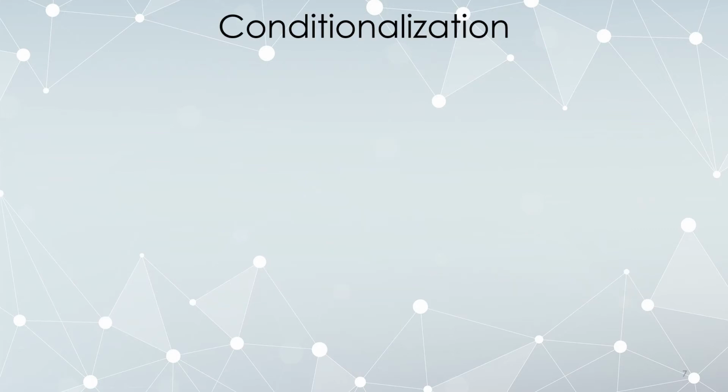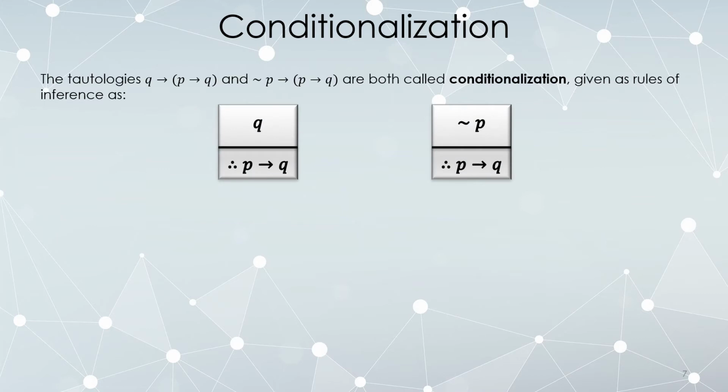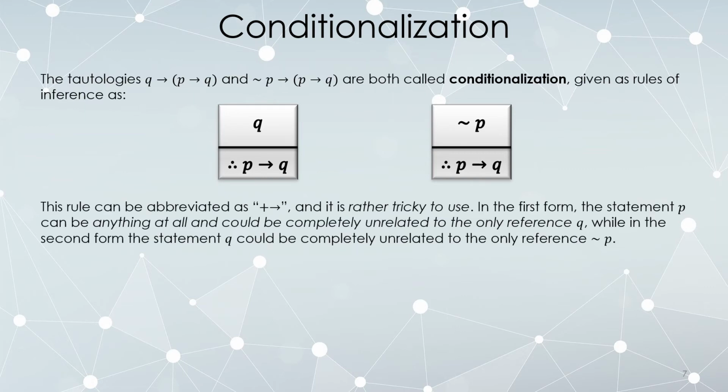Moving on in our study of rules of inference, here's one called conditionalization. Both of the following statements are tautologies. You can prove so with a truth table. Q implies P implies Q, but also not P implies Q. They're both referred to as conditionalization. As rules of inference, they look as follows. From Q, deduce P implies Q, or from not P, deduce P implies Q. Either way, this can be abbreviated as adding in a conditional sign, and it's a really tricky one to use.